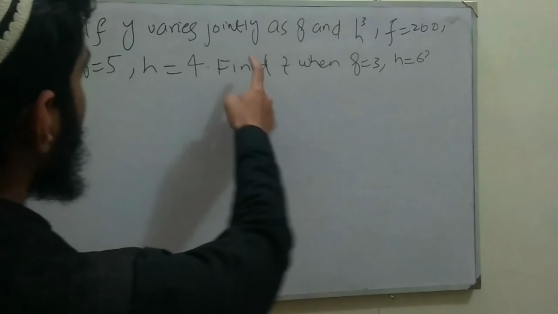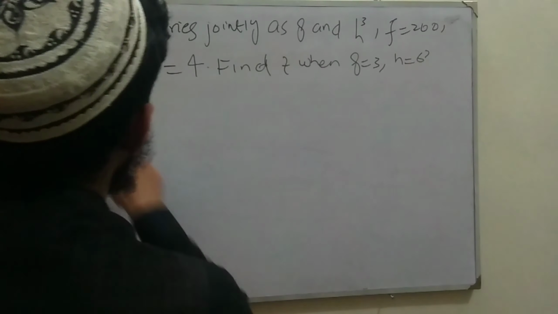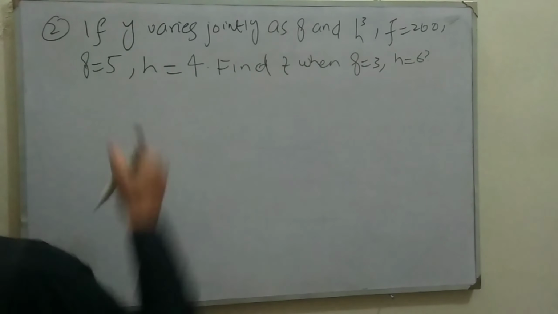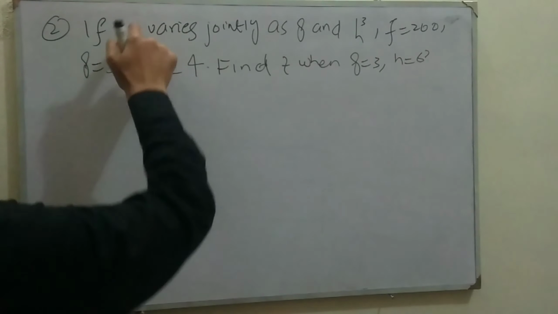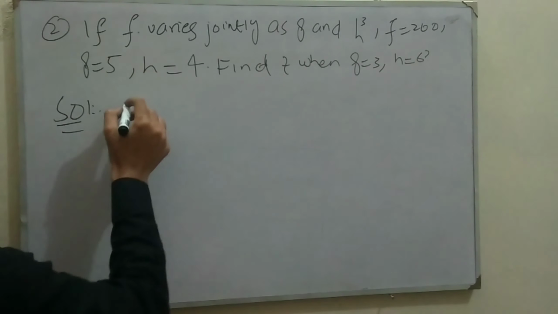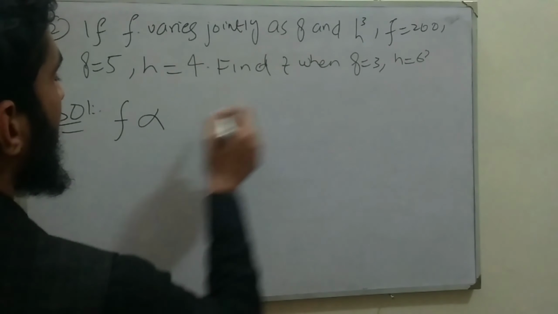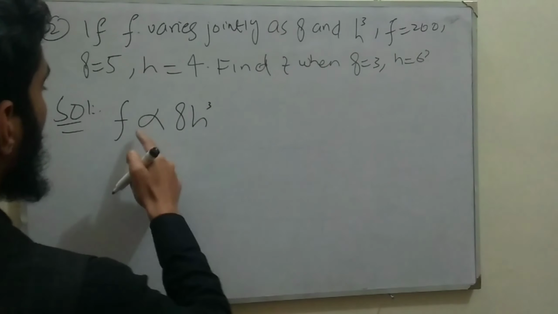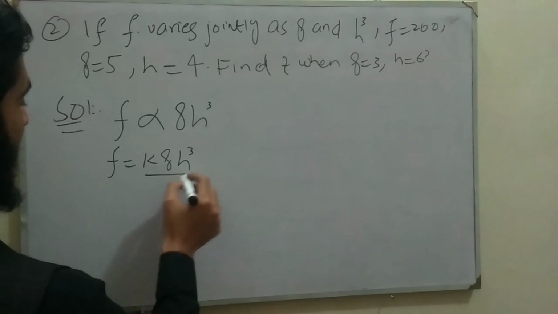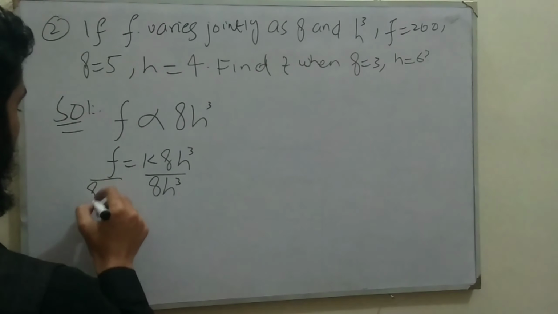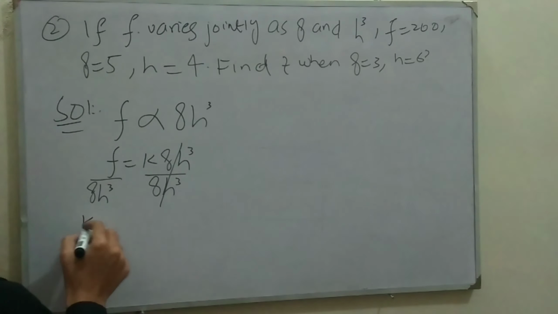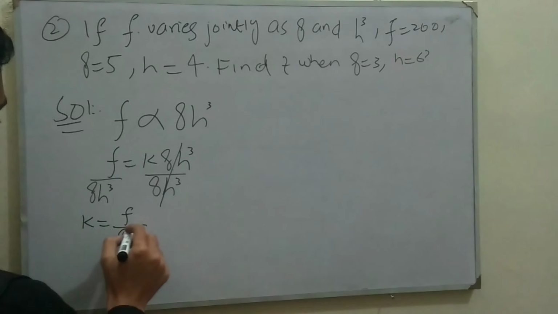Question 2 tells that f varies jointly as g and h cube, and f is equal to 200 when g is equal to 5 and h is equal to 4. Find f when g is equal to 3 and h is equal to 6. This is not y, this is actually f. Solution. f varies jointly as g and h cube. Removing proportionality and bringing in the equal sign, f is equal to k g h cube. Divide both sides by g h cube. g h cube and g h cube will cancel out on the right hand side, so we are left with k equal to f divided by g h cube.